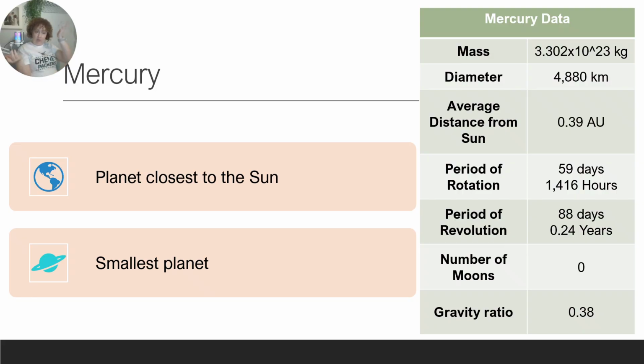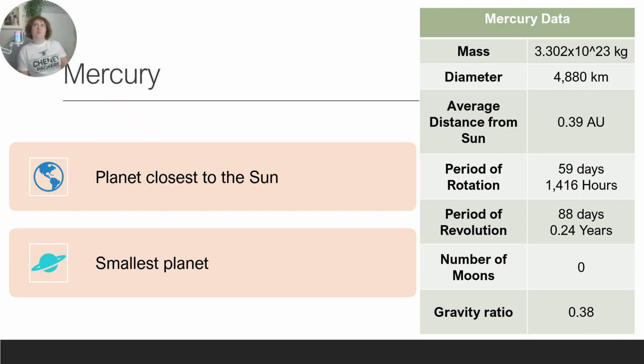Which, if we were to break that down into years, is only like 0.24 of our years. So it's only like 24% of our year, which is a little less than a quarter. So we're talking like 3 months here on Earth. That's it. Mercury doesn't have any moons. It's just far too close to the sun to be able to sustain its own natural satellite.